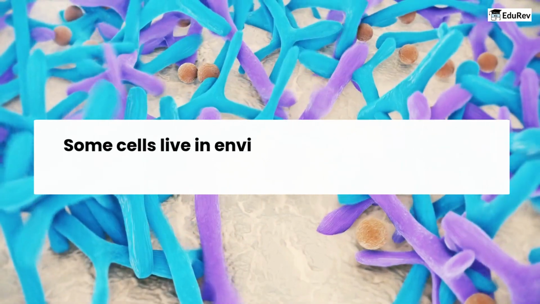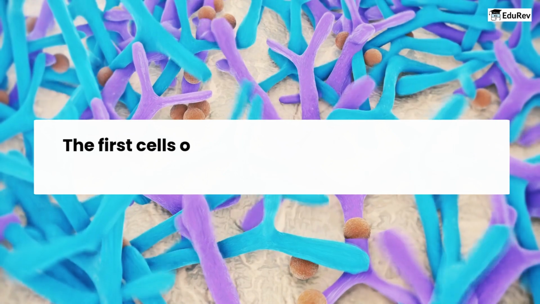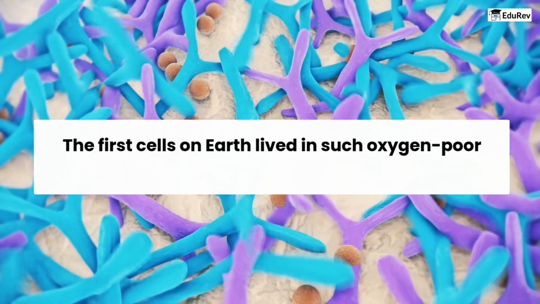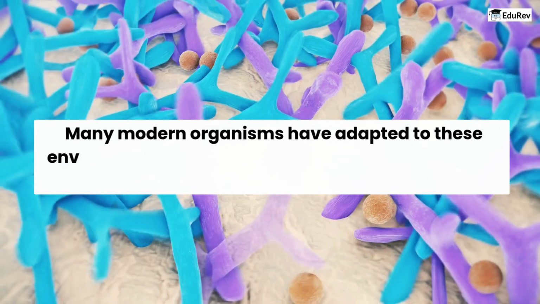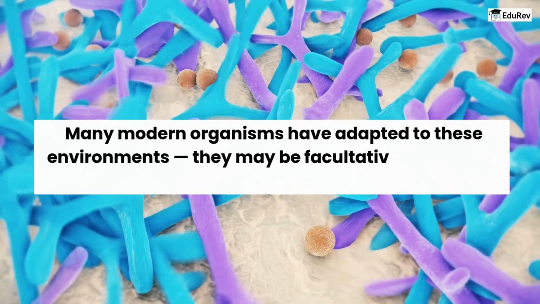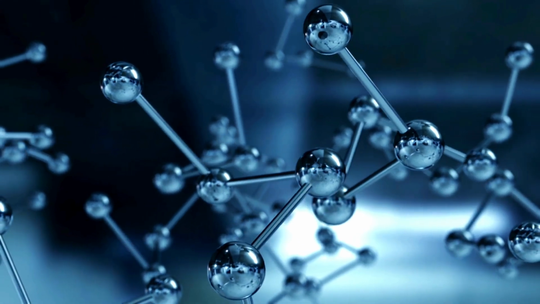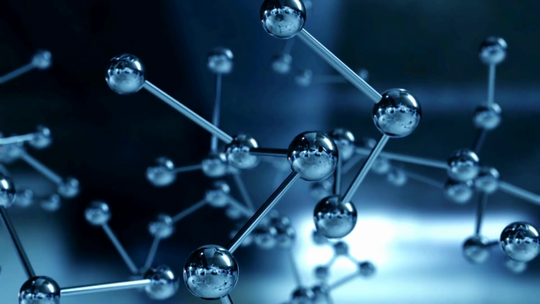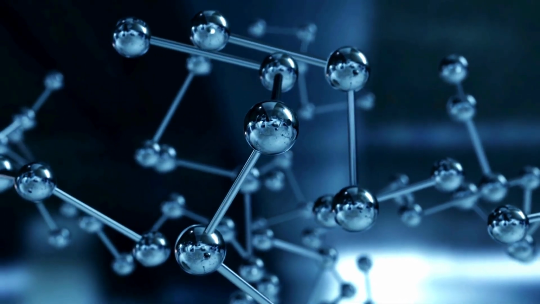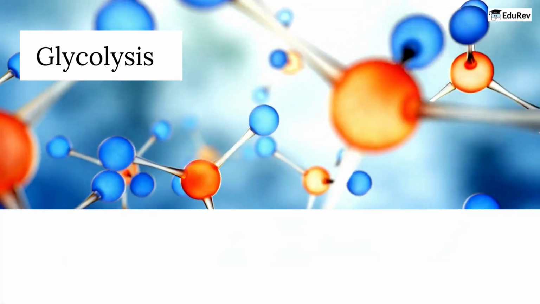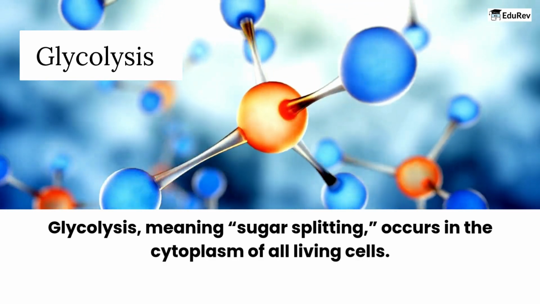Some cells live in environments where oxygen is limited or absent. The first cells on Earth lived in such oxygen-poor conditions. Many modern organisms have adapted to these environments. They may be facultative anaerobes or obligate anaerobes. Interestingly, all living organisms retain the machinery to partially break down glucose without oxygen through a process called glycolysis. Glycolysis, meaning sugar splitting, occurs in the cytoplasm of all living cells.